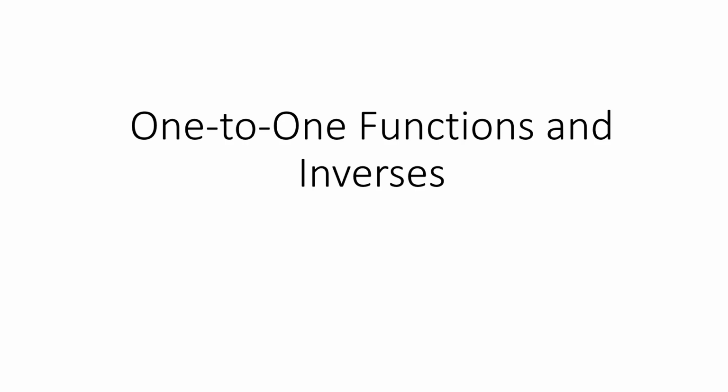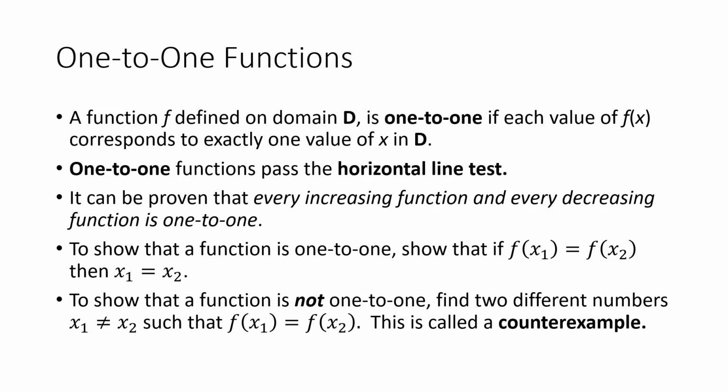Today we'll take a look at one-to-one functions and their inverses. A quick review about one-to-one functions. We said that a function is one-to-one if each f of x value corresponds to exactly one x value in the domain. In other words, graphically they need to pass the horizontal line test in order to be one-to-one. We also said that if we have an always increasing function or an always decreasing function, we know that those must be one-to-one. We'll look at how to prove that algebraically a little bit.